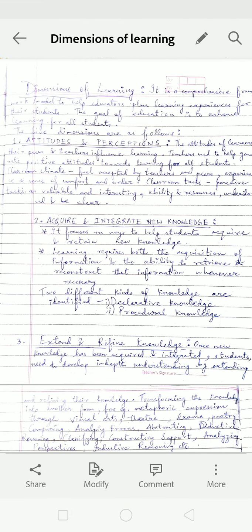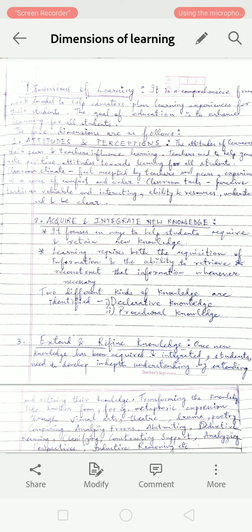So in this video we will discuss the dimensions of learning. Okay, dimensions मतलब क्या, area. Okay, so what are the areas of learning? Or so dimension is a comprehensive framework model to help educators plan learning experiences for their students.